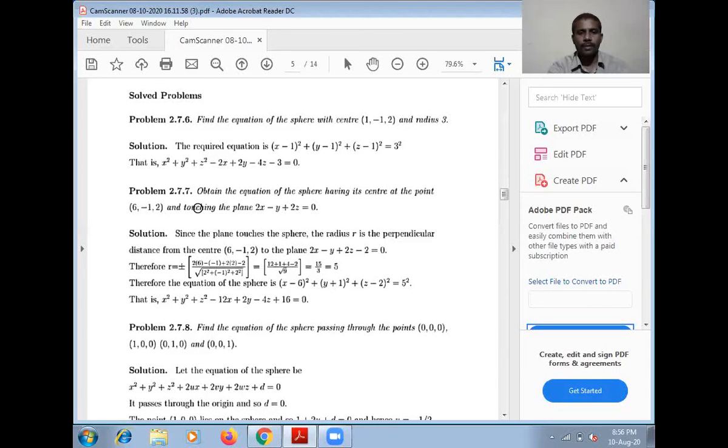So now another problem. Obtain the equation of the sphere having its center at the point 6 comma minus 1 comma 2 and touching the plane 2x minus y plus 2z equal to 0. So obtain the equation of the sphere having its center at the point 6, -1, 2 and touching the plane 2x minus y plus 2z equal to 0. So how to get the equation of sphere?